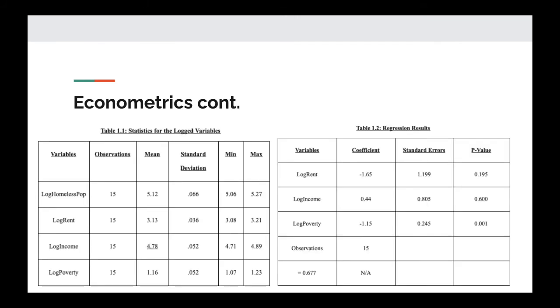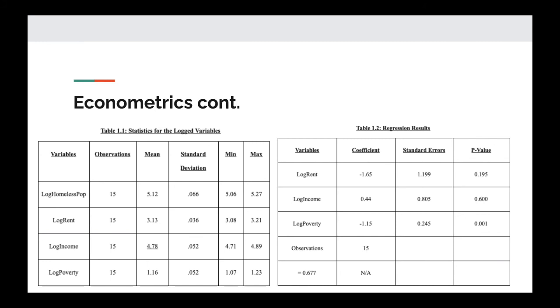So here we have the tables for our regression. The R-square of our regression was 0.667, which is significant because our independent variables that were included were responsible for 66.7% of the outcome in the dependent variable. However, log rent and log income were not found to be statistically significant. The only variable that was found to be significant was the poverty rate. However, the relationship that we found here went against our hypothesis.